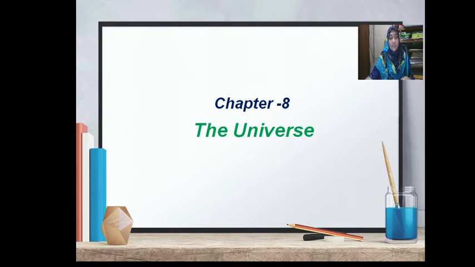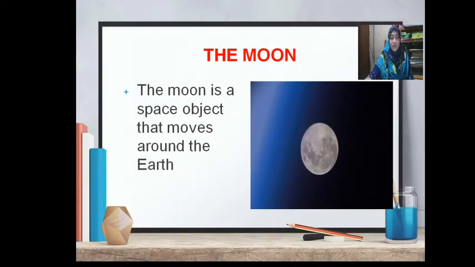Dear students, what is the moon? The moon is a space object that moves around the earth. I repeat it again. The moon is a space object that moves around the earth. It is a large sphere made of rock materials.